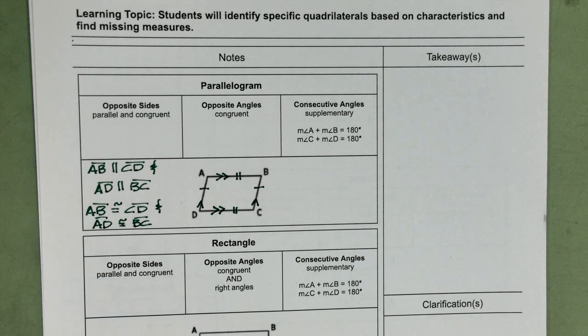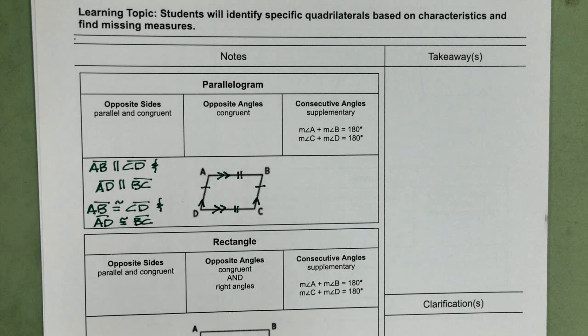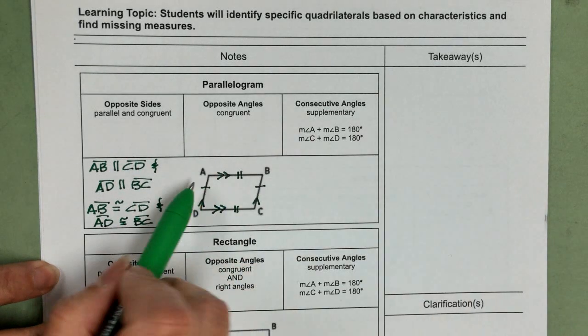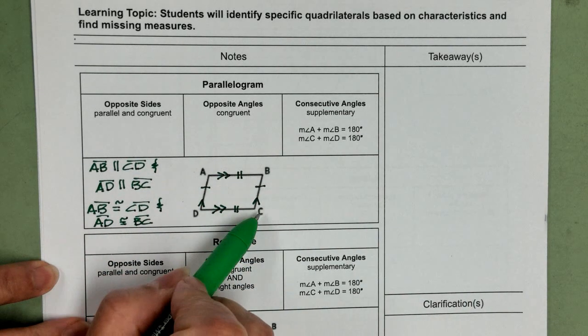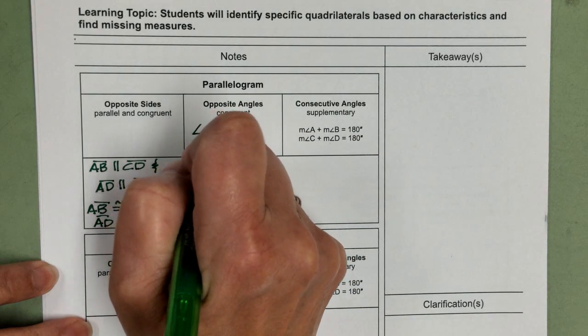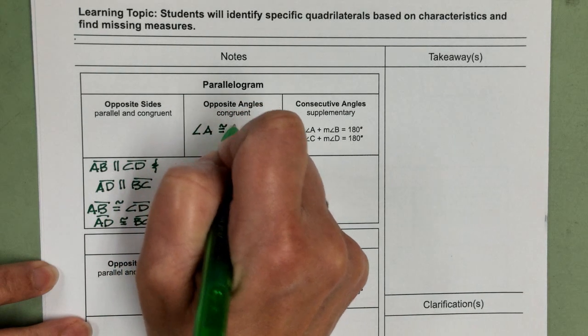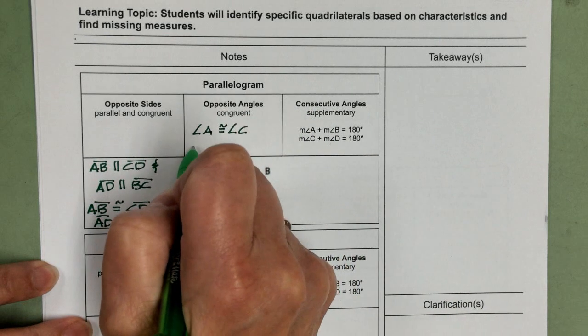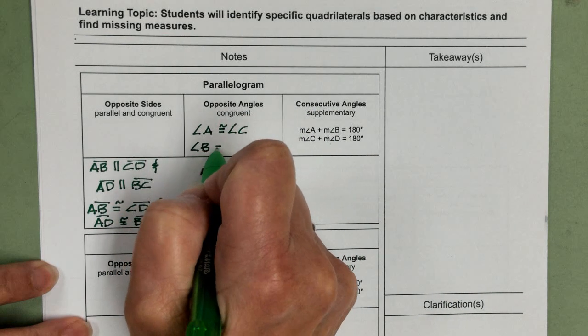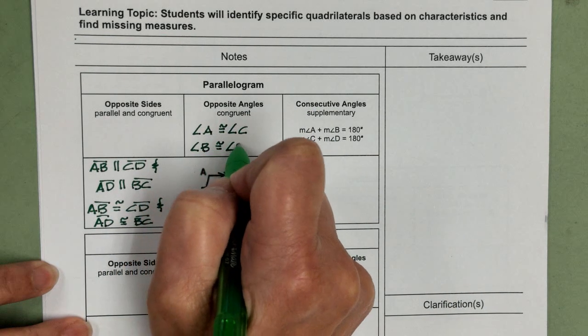Okay. Opposite angles are congruent. I'm going to write them as opposed to marking my diagram because it's going to get rather messy. So opposite angles, they're across from each other. So angle A is congruent to angle C, and angle B is congruent to angle D.